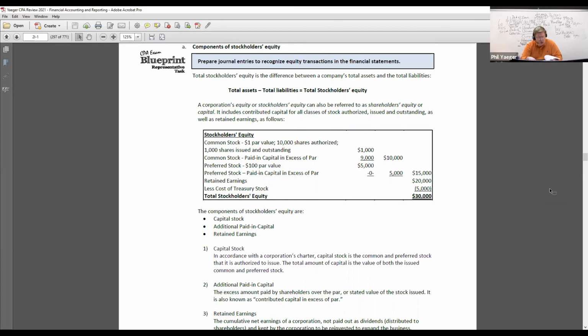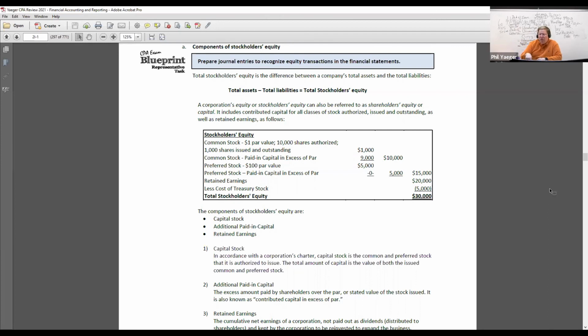Okay? Also, we're going to talk about quasi reorganizations. Do you know what a quasi reorganization is? No. That's when a corporation has a deficit in their retained earnings. You know you're going through a quasi reorganization when there's a deficit in the corporation's retained earnings.